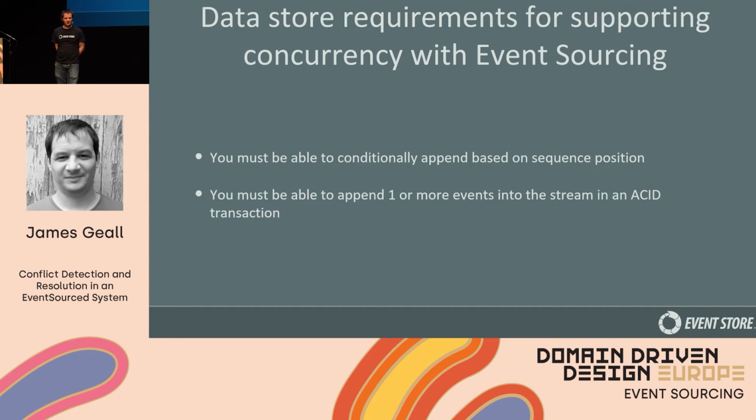You must be able to append one or more events into a stream in an ACID transaction. The reason for that is event sourcing is storing application state as a sequence of changes. Changes to application state, logically, does not mean that you can only do that one event at a time. You may produce a set of events that you want to store together. That can help you when you're trying to deal with conflicts, because maybe some of those events don't need to be solved, or only some of those events conflict. That gives you a much smaller area to look at when you're trying to resolve your conflicts.